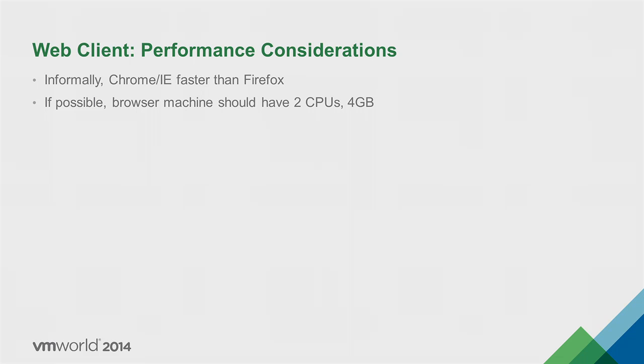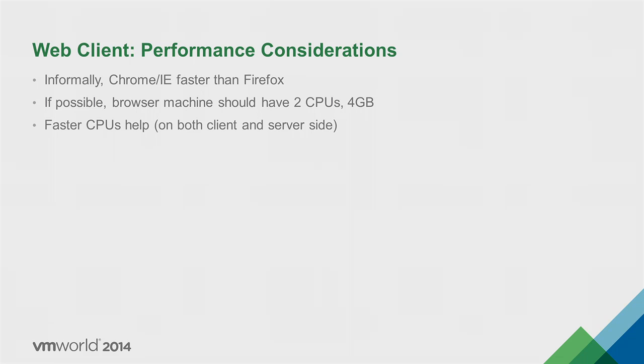your browser machine, given that we're running Flex, needs to be fairly beefy to effectively run the web client. If you're deploying it on some VDI setup where you give everybody 1 vCPU and 2 gigabytes, it's really not going to perform very well. In my own informal testing, I tend to give 2 vCPUs and 4 gigabytes to the machines that are running the browser. And again, that's just because of memory requirements of Flex and other things.